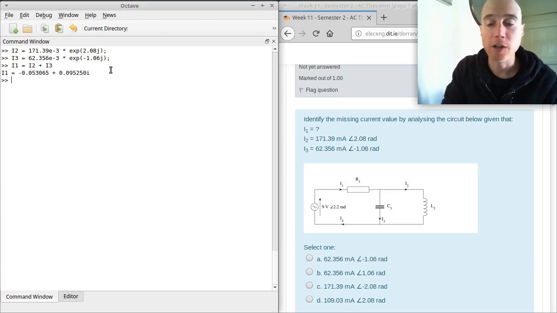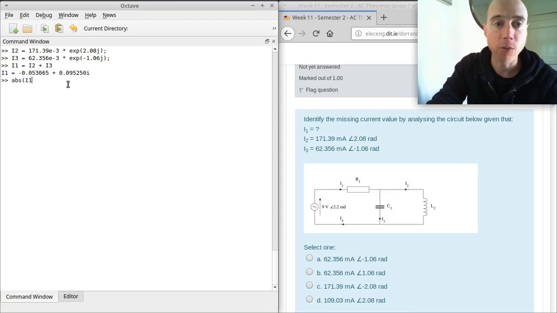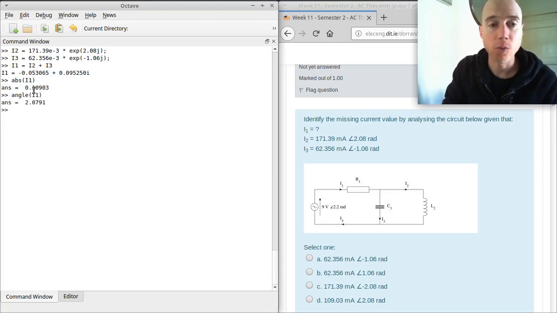Now, it's shown here in Cartesian form, but the answers in the quiz question are in polar form. So I'm going to get the absolute value of I1 and the angle of I1. So you can see there it's 109 milliamps and 2.07 radian phase angle.